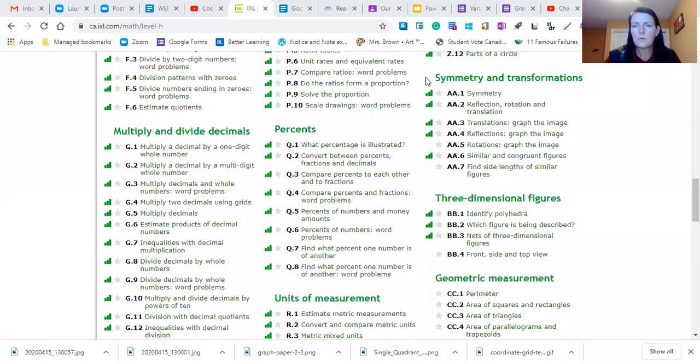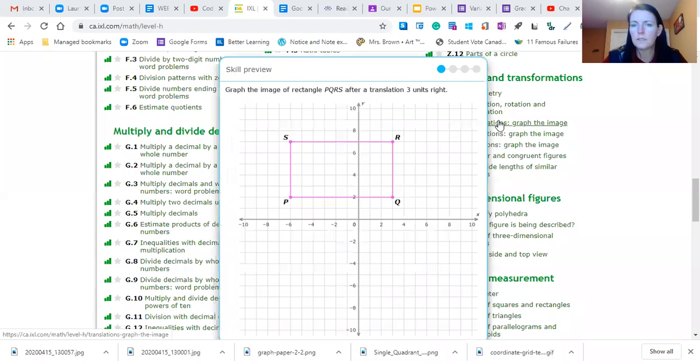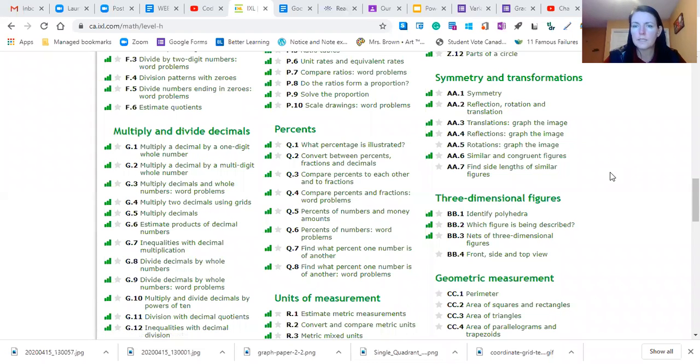Hi, grade sixes. We're going to continue with our IXL today. Let's get straight into sharing the screen so that you can see we're at symmetry and transformations. So today we're looking at AA3 and AA4. We're looking at translations and graphing, and then also reflections and graphing.